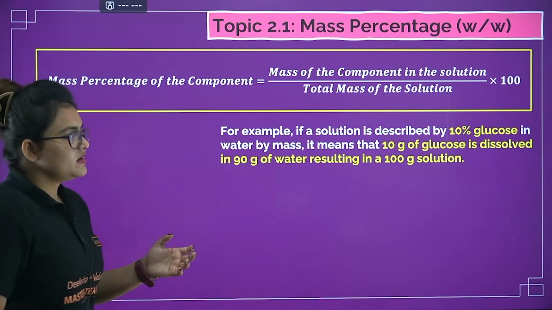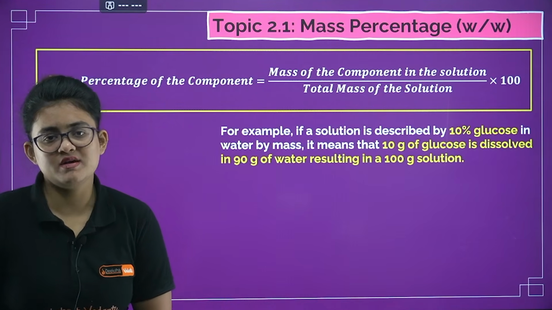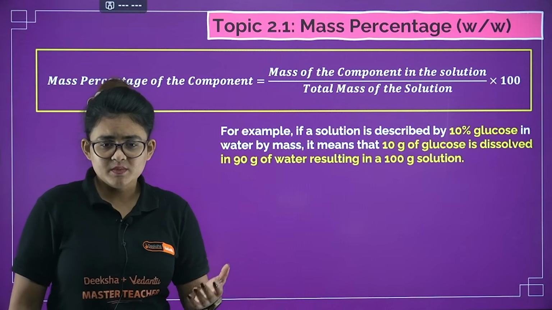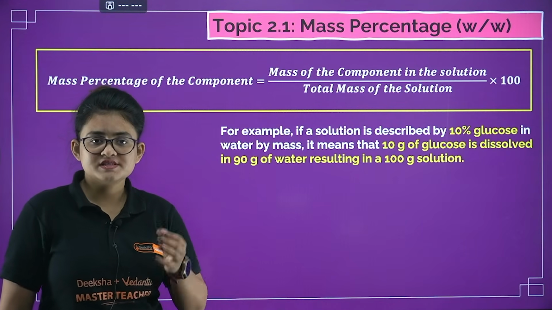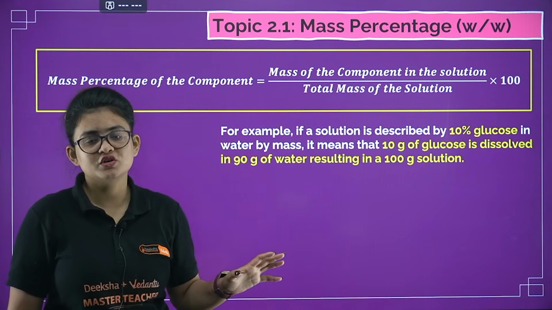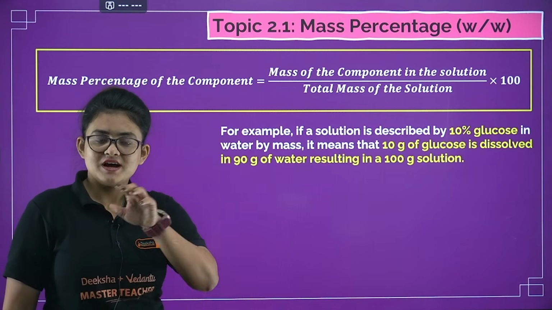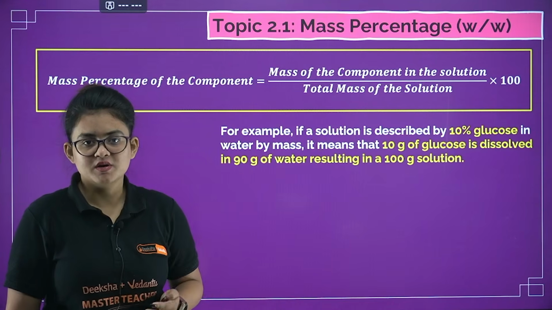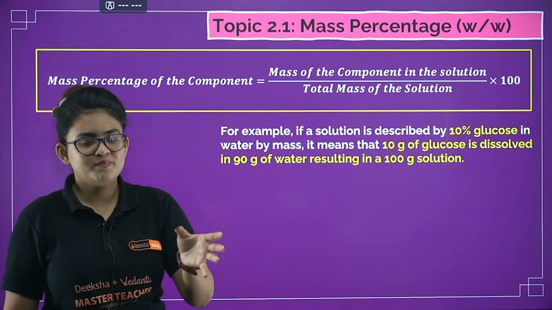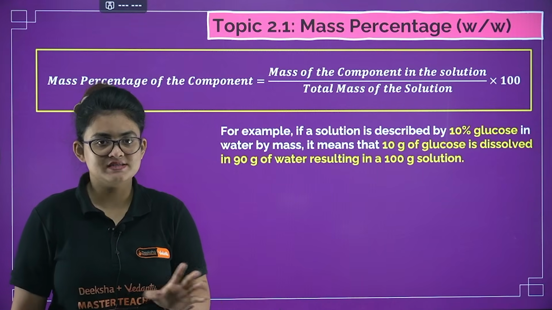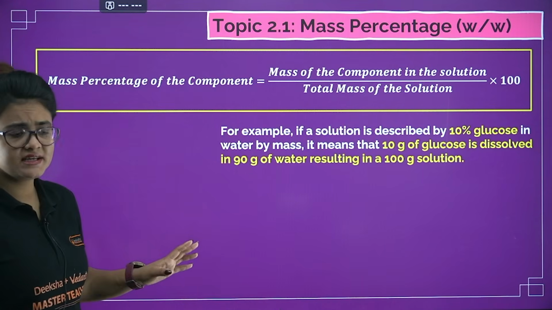Okay, so whenever I'm talking about, let's say I'm having 10% glucose weight by weight, what does it mean? It means that 10 gram of glucose is present in 100 gram of solution. So what is the amount of water here? The amount of water is 100 minus 10, that is 90 gram. So 10 gram glucose plus 90 gram water will give you 100 gram of solution. That's it. I guess it's clear to you.